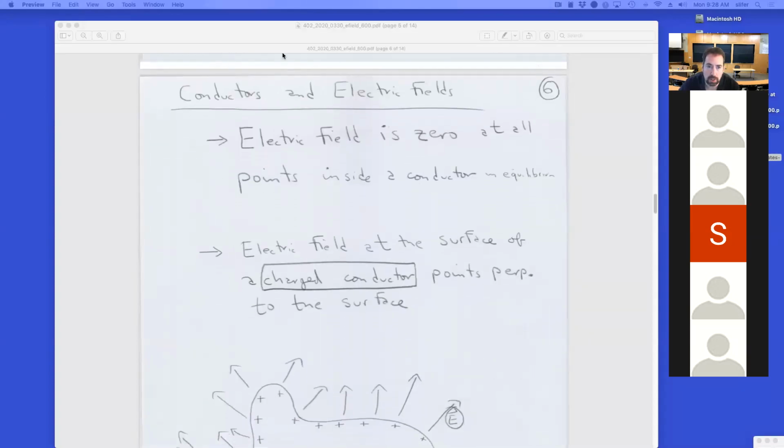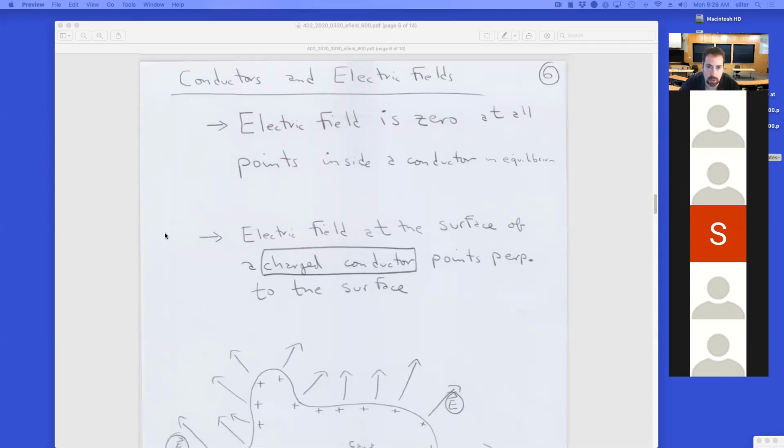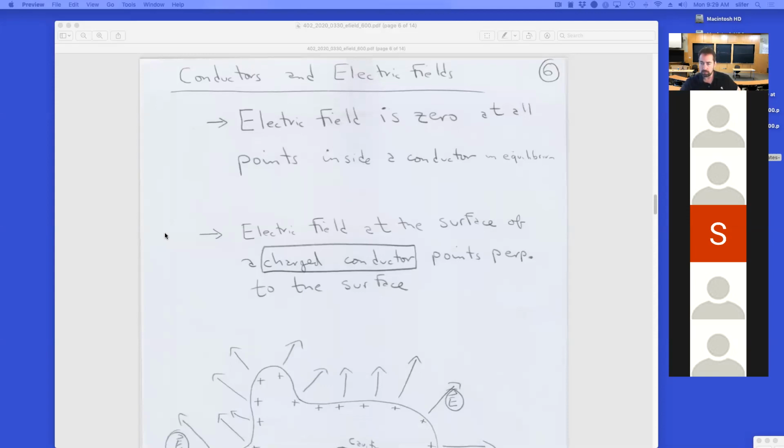Okay, so the next topic that I want to talk about, hopefully together with you guys, is conductors and electric field. What I'm going to do here is rely on your reading.